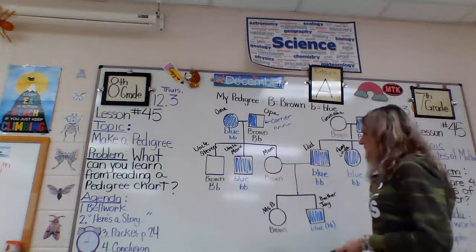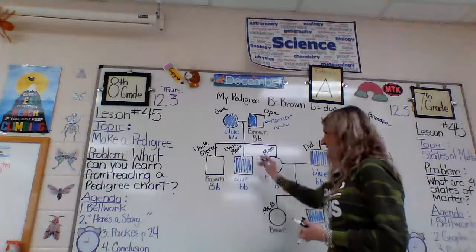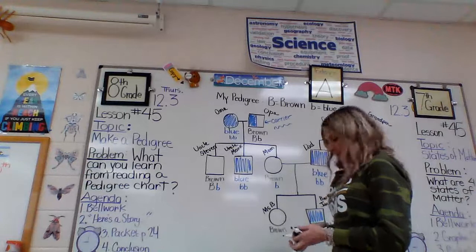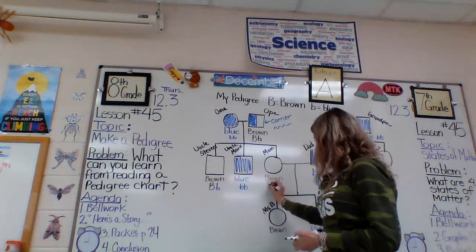The same thing goes for my mother. She must have received the blue-eyed gene from Oma, her mother, because that's all Oma has to give. But this time, Opa must have given that brown-eyed gene.